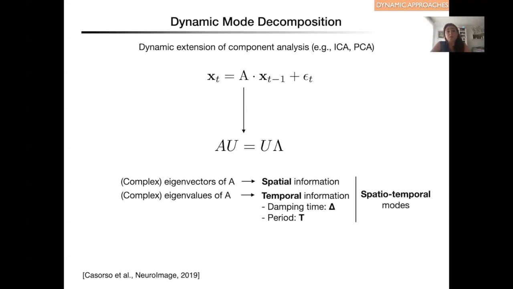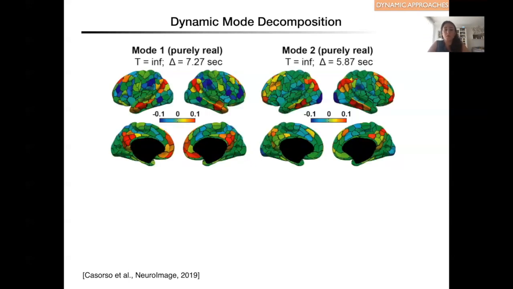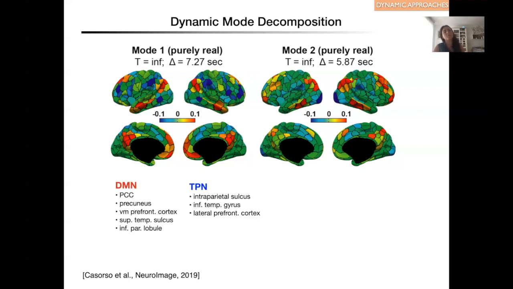So this is why we can refer to these components as spatiotemporal modes. The result shows that we have two modes that are purely real. The first two are purely real, and they oppose well-known resting state networks. For example, the first one captures the alternance between default mode network and task positive network, so very realistic. And the second one, again, accesses subsystems of the DMN, in fact, containing only prefrontal and lateral posterior subregions of the DMN, and contrasting them to visual regions in blue.